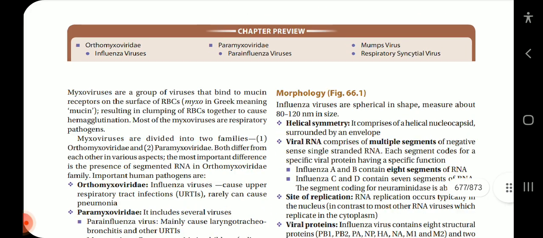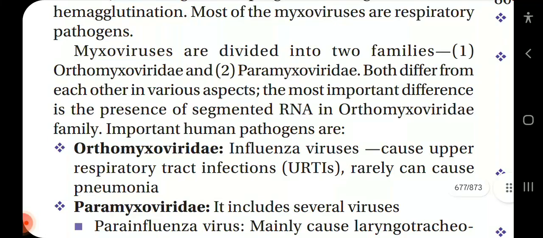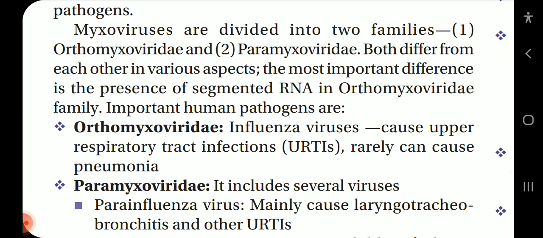Myxoviruses are a group of viruses that bind to mucin receptors on the surface of RBCs. Myxo in Greek means mucin, resulting in clumping of RBCs together to cause hemagglutination. Most of the myxoviruses are respiratory pathogens. Myxoviruses are divided into two families, Orthomyxoviridae and Paramyxoviridae. Both differ from each other in various aspects. The most important difference is the presence of segmented RNA in the Orthomyxoviridae family.